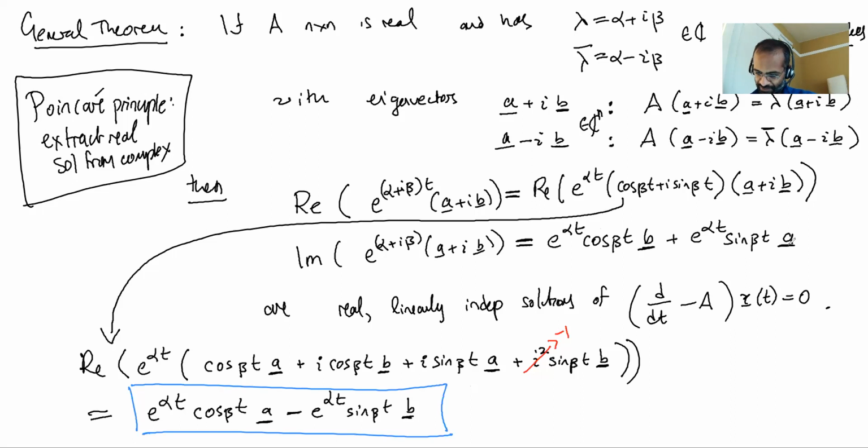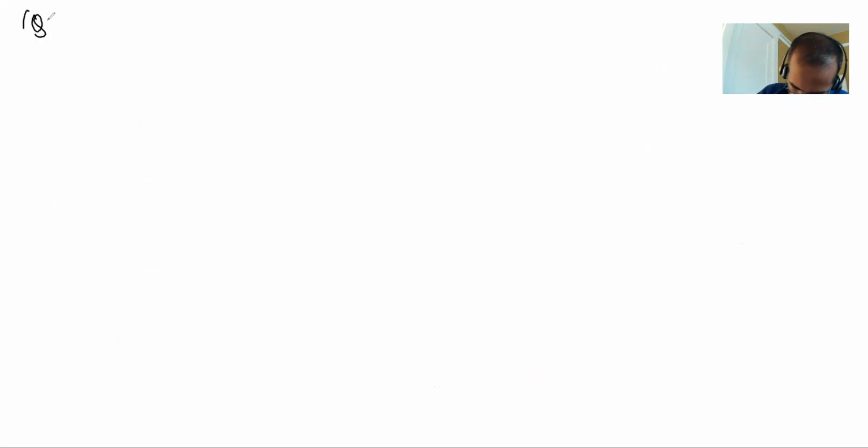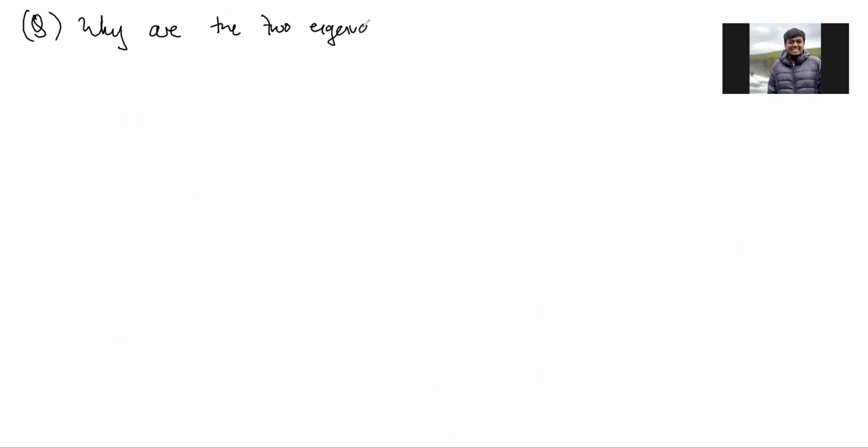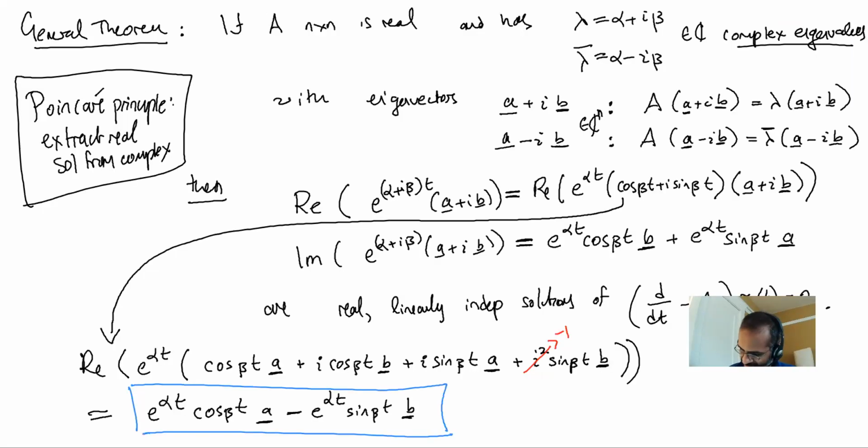Why are the two eigenvalues conjugate to each other? Wait, sorry, could we go back a little bit? If not now, then later. Yeah, so to repeat the question, in the setup of this theorem, I've assumed you have two conjugate eigenvalues, right? And the question is, why is that a reasonable assumption? So let me now answer that.